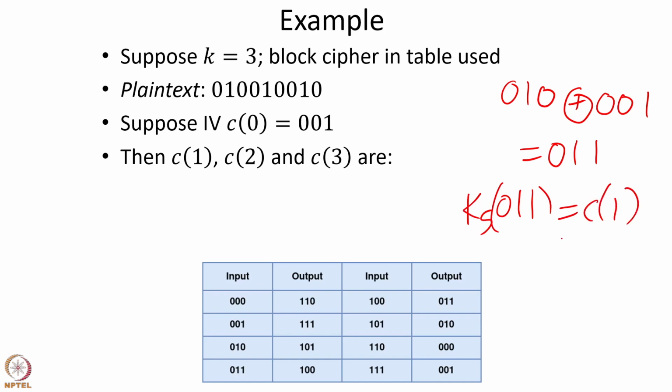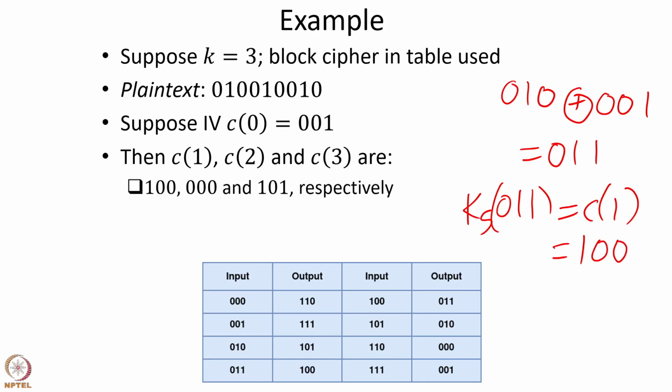So if 0, 1, 1 is encrypted, then to get the corresponding ciphertext, we have to look up this table. 0, 1, 1, the corresponding ciphertext is 1, 0, 0. So hence the first ciphertext block is 1, 0, 0. So C1 is 1, 0, 0 as calculated here. Similarly, you can calculate C2 and C3, and they turn out to be 0, 0, 0 and 1, 0, 1 respectively. So the 3 ciphertext blocks are different, even though the corresponding plaintext blocks are the same.